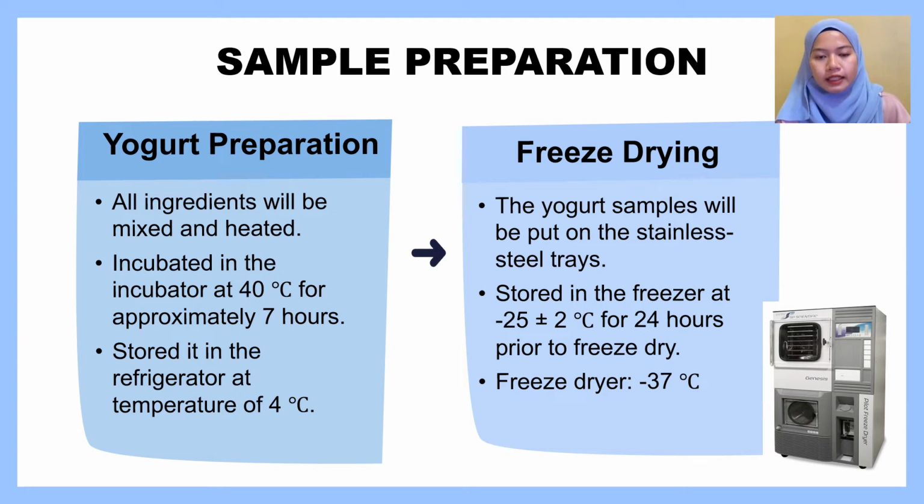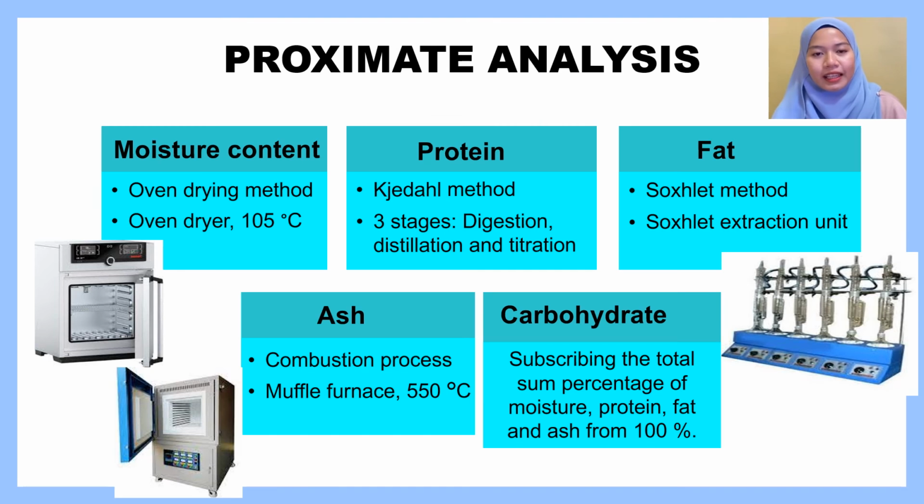Next, it will undergo freeze drying, where the yogurt sample will be put on a stainless steel tray, and then stored in the freezer at a temperature of negative 25 degrees Celsius for 24 hours to freeze. After that, it will be put in the freeze dryer at a temperature of negative 37 degrees Celsius.